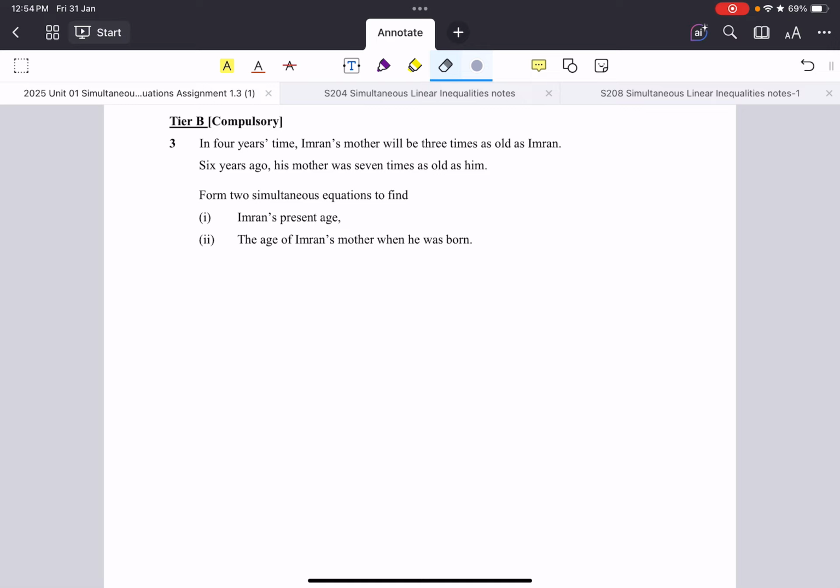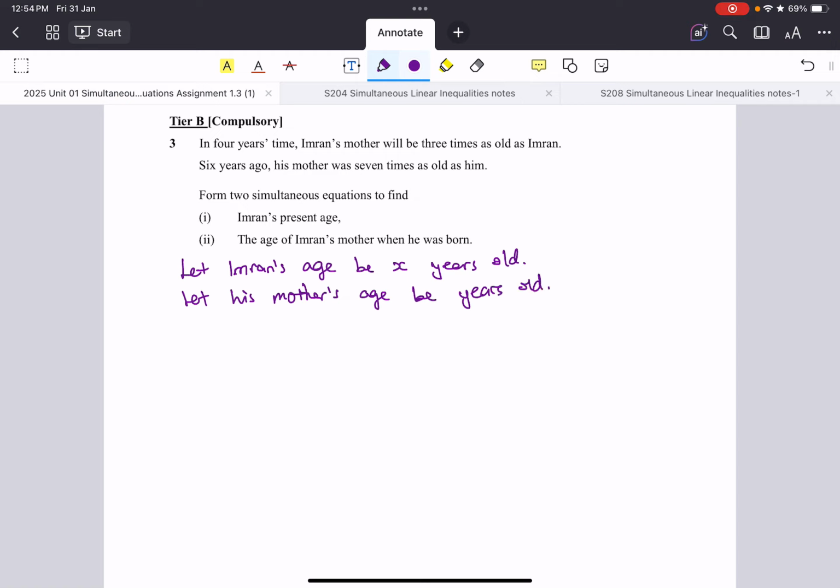Okay, so what we do is we define the variable first, right? So I'm going to begin by saying, let's bring out the pen. Let Imran's age be X years old. And then we're going to let his mother's age be Y years old. Okay, so once we define the variable, the next thing we're going to do is to form the equation.